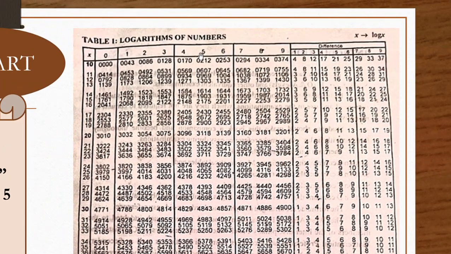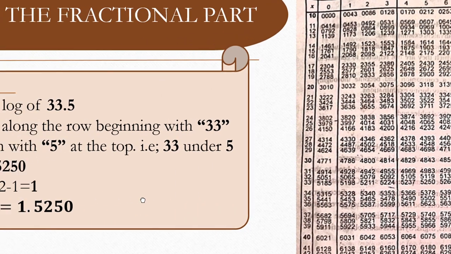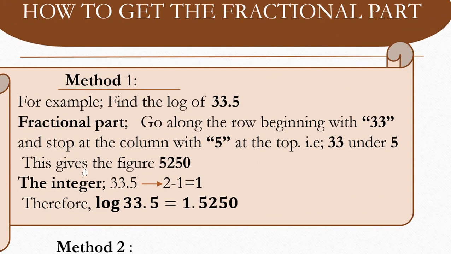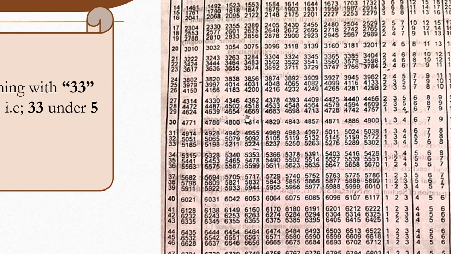The column of 5 sits here, so we have to trace it down to where 33 is. This is the column of 5, and this is where 33 is. So that's 5250. That's the digits here, 33 under the column of 5. This is it, 5250. So this gives the figure 5250, and that's how we get our decimal part.